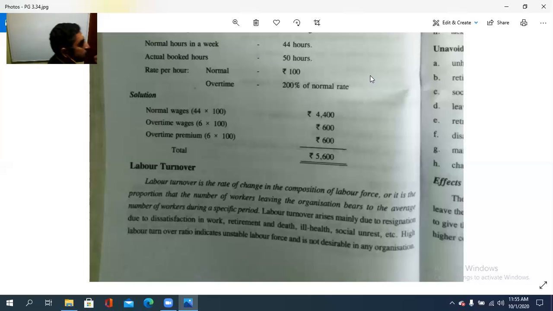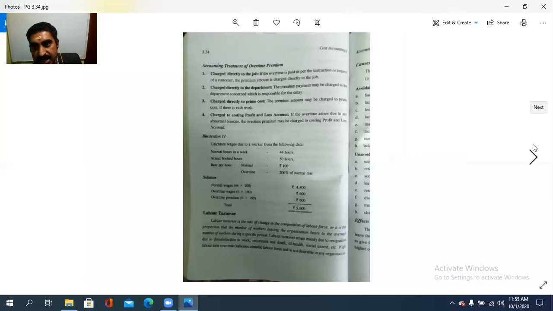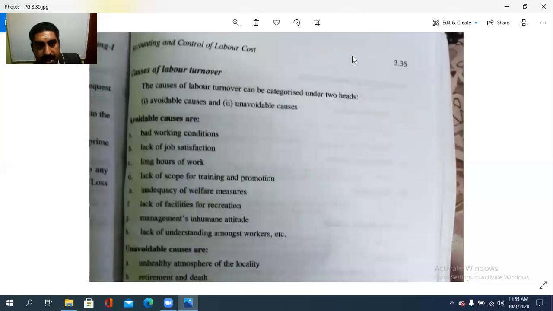Therefore, the composition of the workforce in an organization with regard to the rate of change of the employees leaving the organization with that of staying in the organization, that is called the labor turnover. Clear? Then we see what are its causes with regard to labor turnover. Maybe avoidable and unavoidable causes are there.